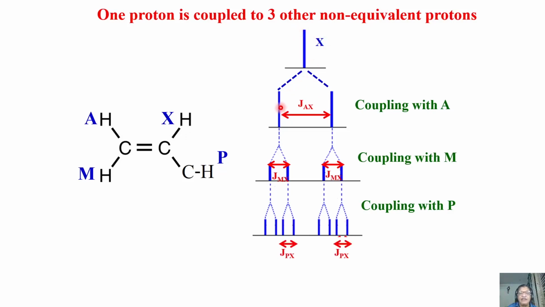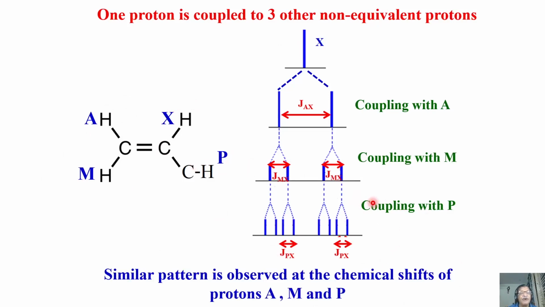We got this as JAX coupling. This I brought in, another coupling with JMX. This separation gives you JPX coupling. So how many peaks did you get? When one proton is coupled to 3 other protons, you get 8 peaks. Now, what is the pattern you are going to get for other protons? I observed X here. What happens if I observe A? A again is coupled to 3 protons.